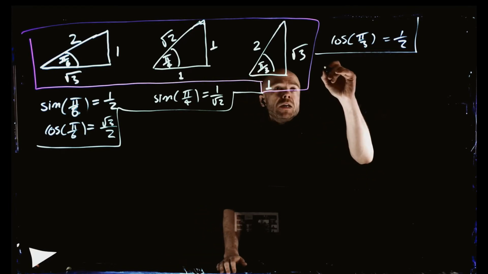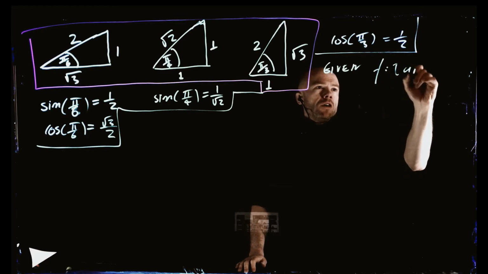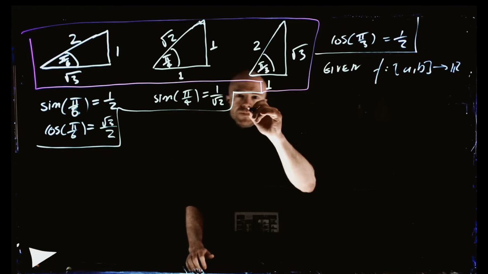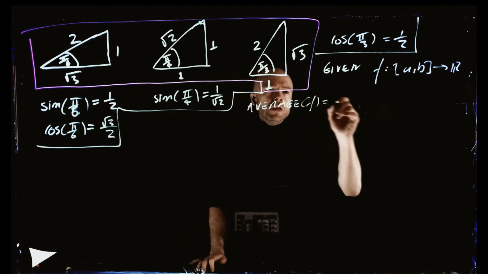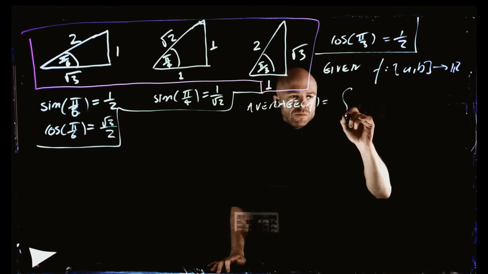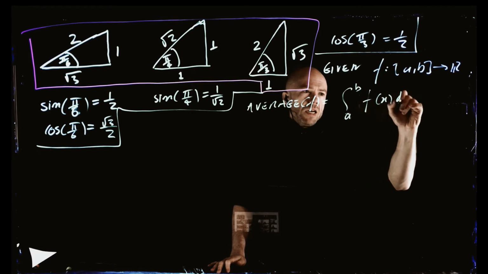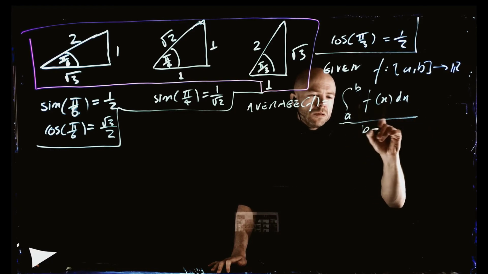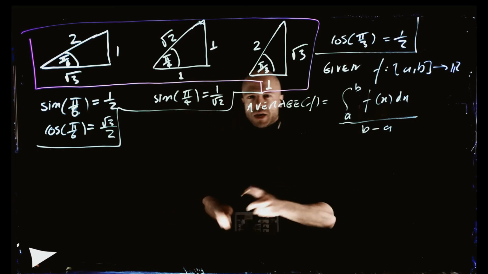So given some function f from [a, b] into the real numbers, the average of f is this thing. It's the integral from a to b of f of x dx over the length of the interval, like this. And I'm going to abbreviate average to just AV.